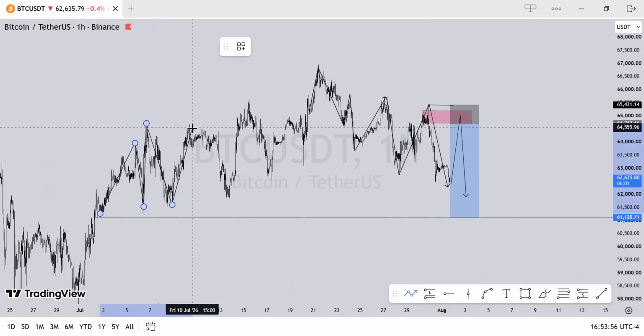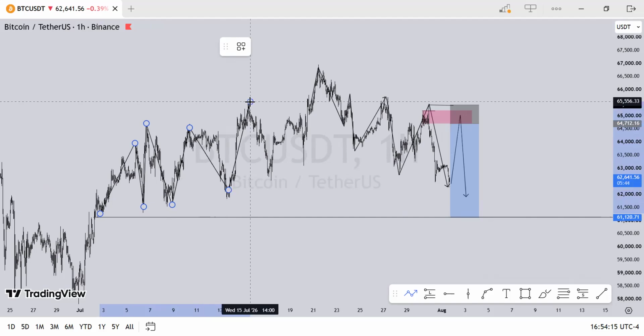So this is just an internal structure high that just got created to manipulate traders to feel like, okay, we're about to shoot down. And take a look at what price did. It just came all the way down, mitigated this level, failed to break it because it is a strong low, and just shot back up. So we are not going to consider this to be our higher high.